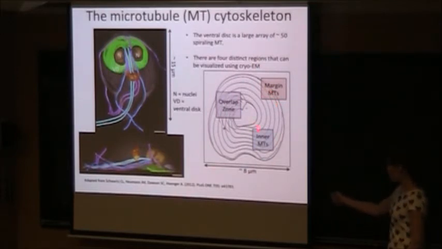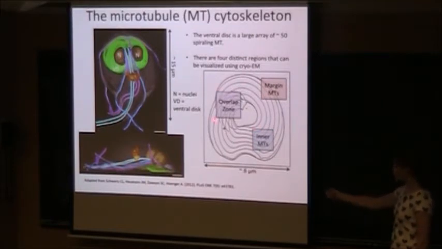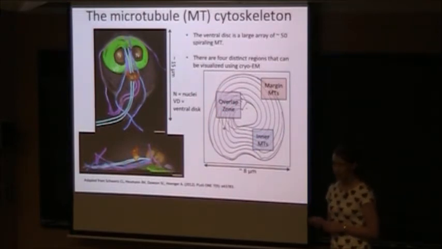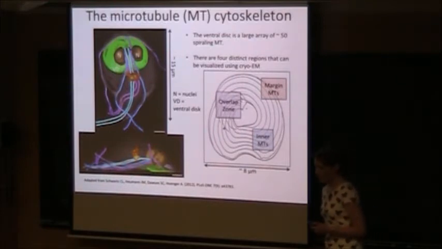We call any ones that are in between there the inner. And then there's this region here where the disc actually spirals back on itself, and we call that the overlap zone. And I'm going to refer to that as the dorsal surface of the overlap zone and the ventral. And that's really what I'm going to focus on today.